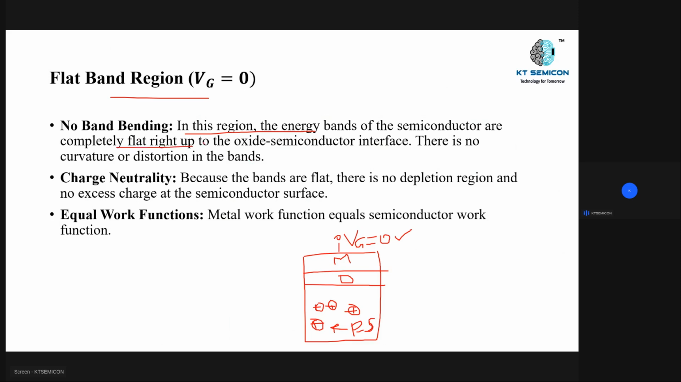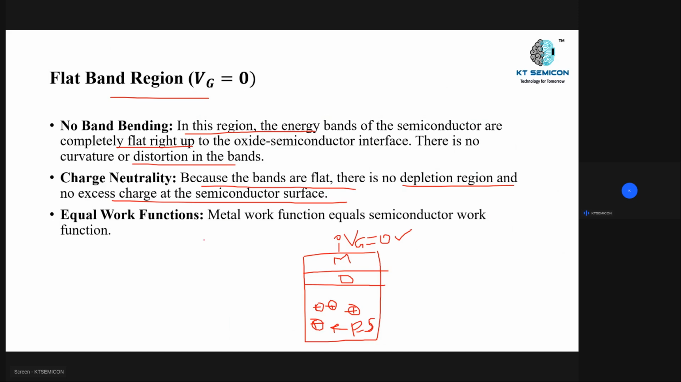If we apply either positive voltage or negative voltage, then we can see differences in the energy bands. But we are not getting any such bands because we are applying 0 voltage. So there is no curvature or distortion in the bands. Charge neutrality: because the bands are flat, there is no depletion region and no excess charge at the semiconductor surface. Whenever we apply the voltage, only then does my MOS capacitor start working. Here we are applying 0 voltage, right? That is why there is no operation and no depletion region.